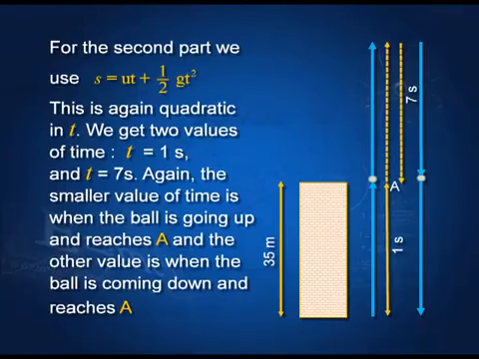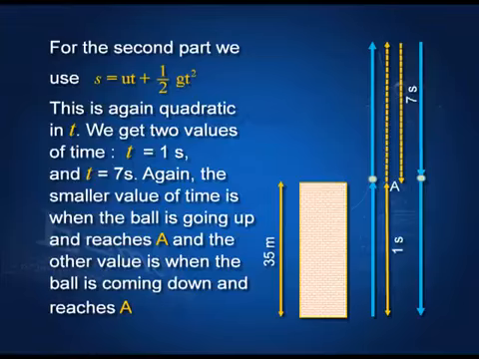The second part of the same problem, we have to find now the time. So, we use this equation S equal to u t plus half g t square, and since this is square in t, we get two values of t. In this case, if we put the numbers, we get t equal to 1 second and t equal to 7 seconds. Again, both these are correct.